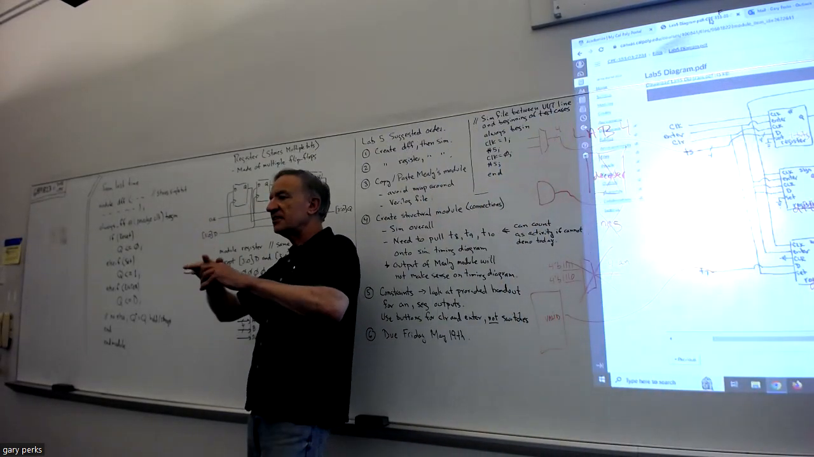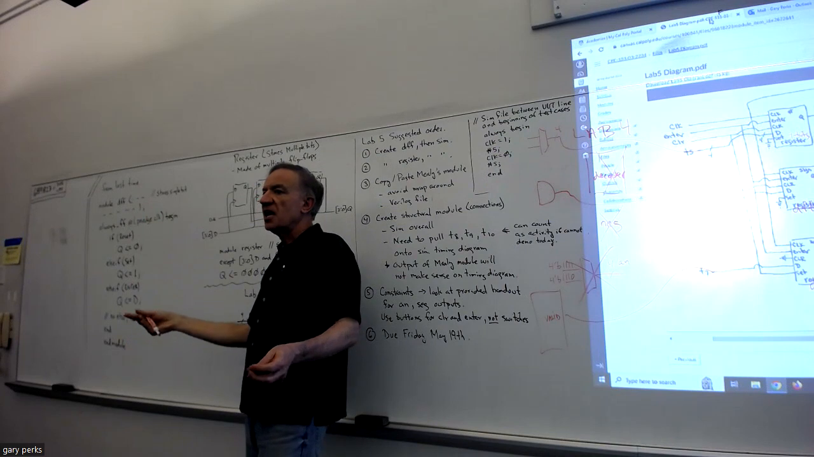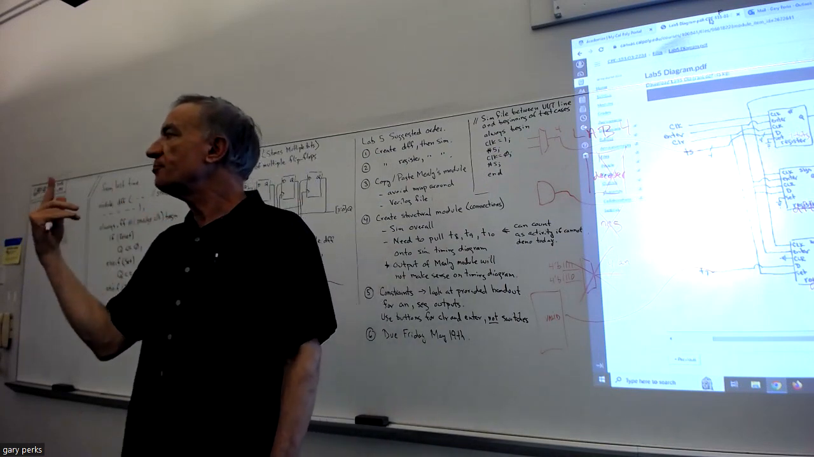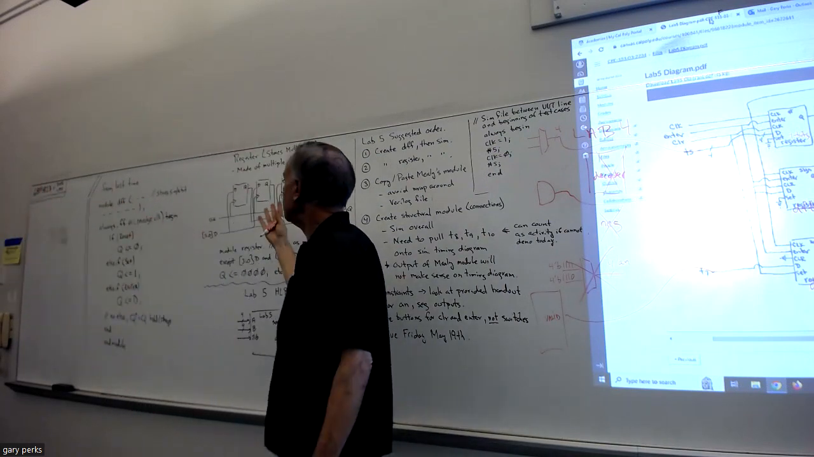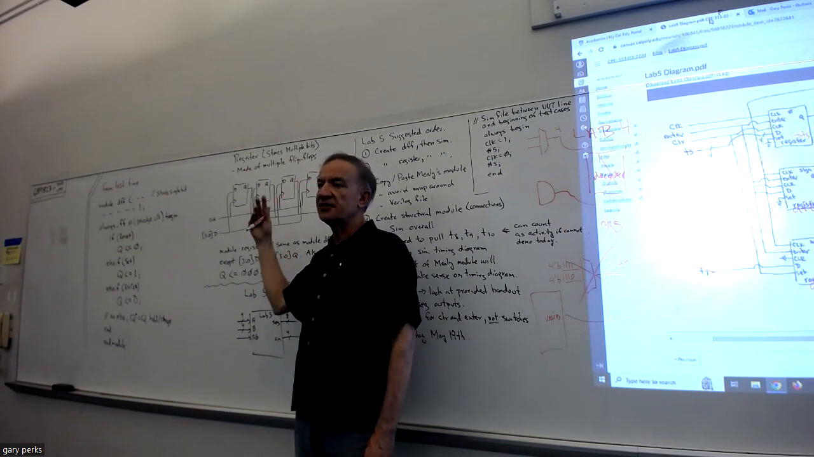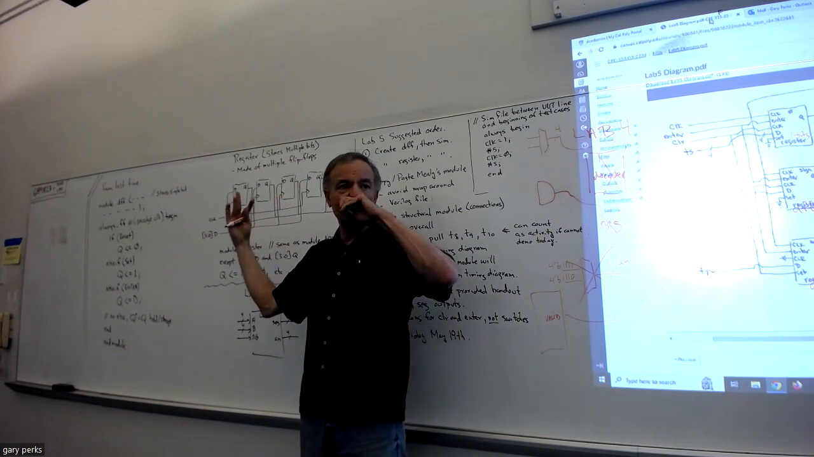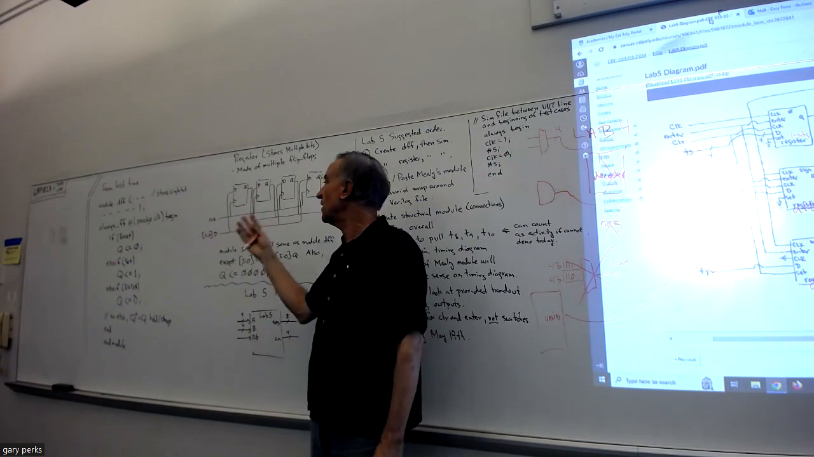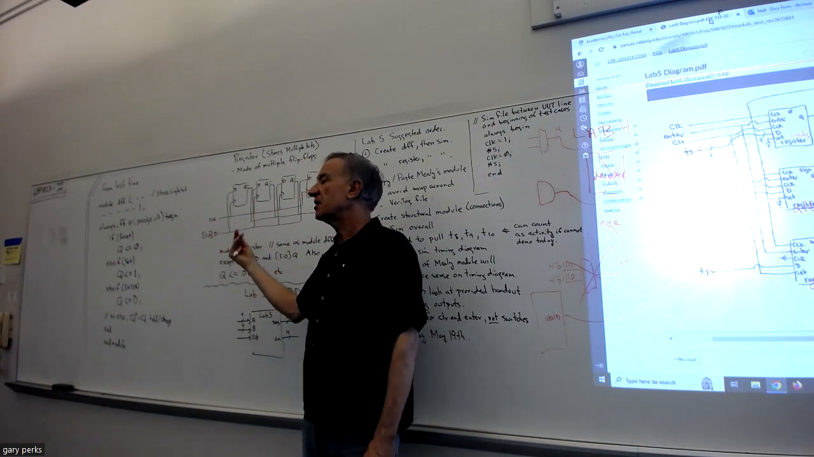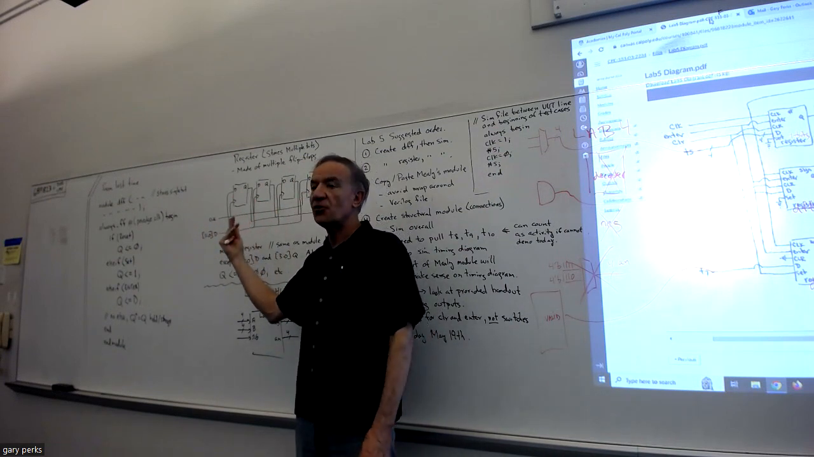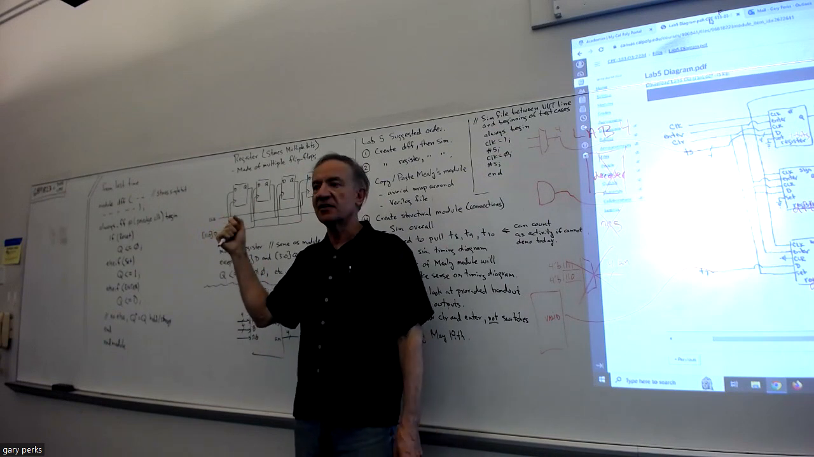Registers are just collections of flip-flops, and you need a flip-flop per bit that you're storing. So a register that's storing 4 bits has 4 flip-flops, because each flip-flop stores one of those bits. If you had a 64-bit register, it would have 64 flip-flops.